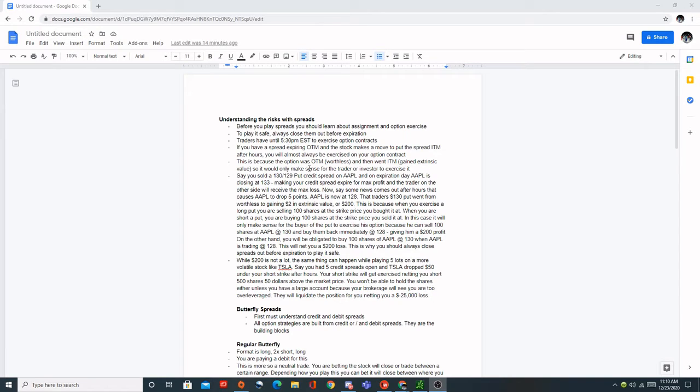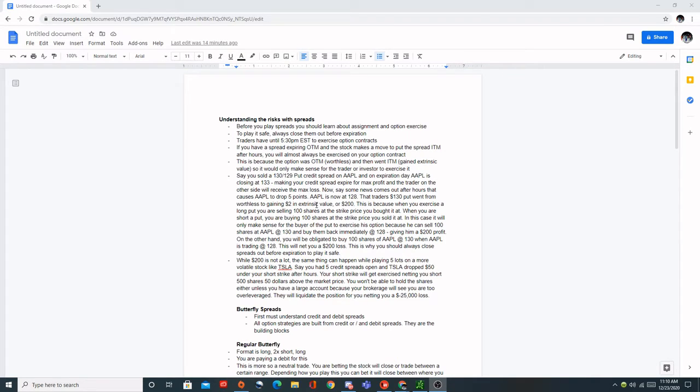If you have a spread expiring out of the money and the stock makes a move to put the spread in the money after hours, you will almost always be exercised on your option contract. This is because the option was out of the money or worthless, and then went in the money, which gained extrinsic value. So it would only make sense for the trader or investor to exercise it. I'm going to explain that more down below.